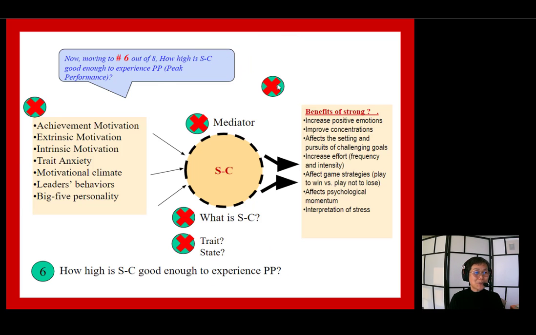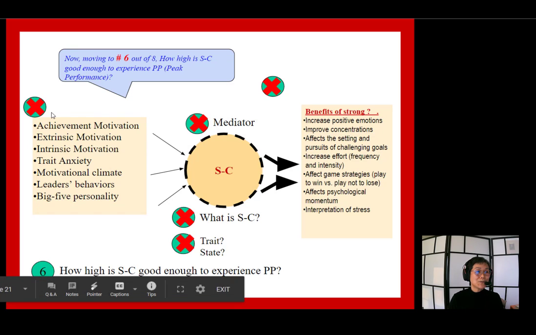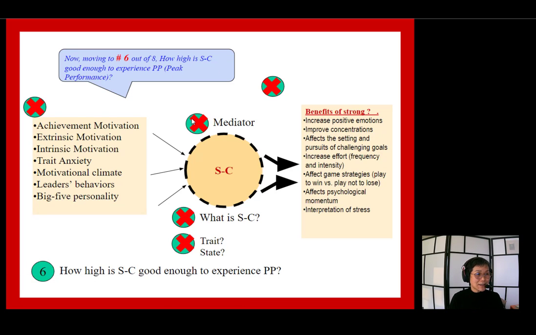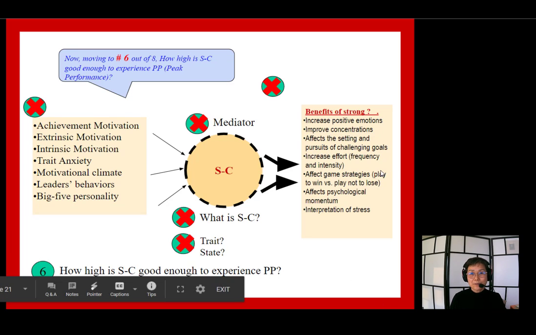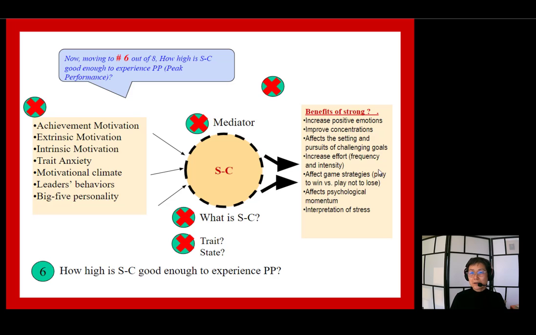So we finished numbers 1, 2, 3, 4, 5. Now we are moving to number 6. Oh, 5 is here, this is 4. So 5 is here in number 6. Question number 6: how high is self-confidence good enough to experience peak performance? PP means peak performance. Is higher better, or what? What did you say in percentage? 1 to 100%. 100% is like you are absolutely confident. Of course, 1 means not at all. Where do you think is better for your best performance?